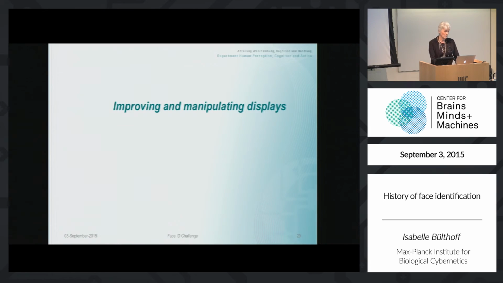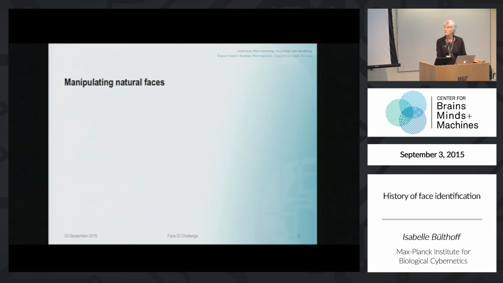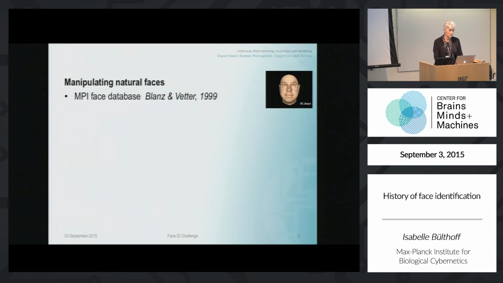And so, as I've already spoken about a little bit, during all this development of face research, there was an improvement in how you display faces and what you can do with that. One thing is to be able to manipulate real faces, natural faces. That's what, for example, our Max Planck face database can do. And here you see Harnisch getting more and more Asian looking, and you still recognize him across the images, I hope.